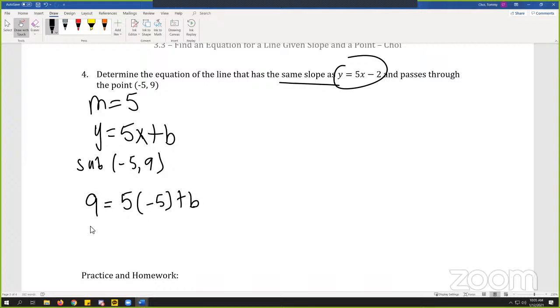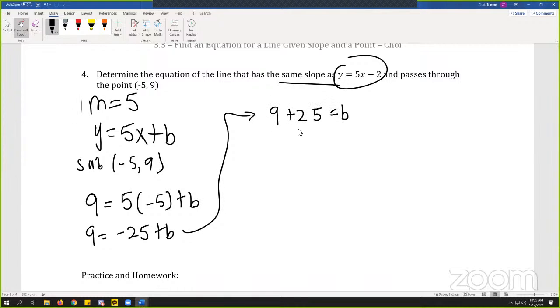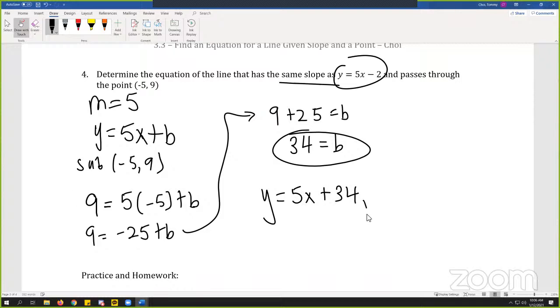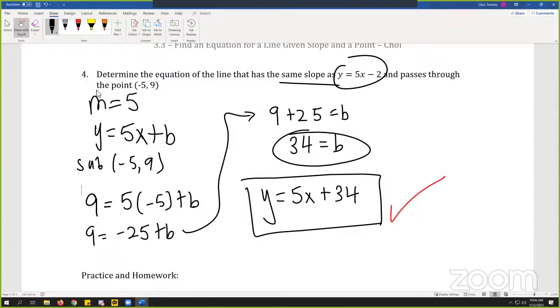In doing so, 5 times -5 is -25 plus b. And moving the -25 to the other side, I get 9 plus 25. And 9 plus 25 gives me 34 equals b. So my final equation you should end up with is y is equal to 5x plus 34. Okay? This is what you should be getting at the end.